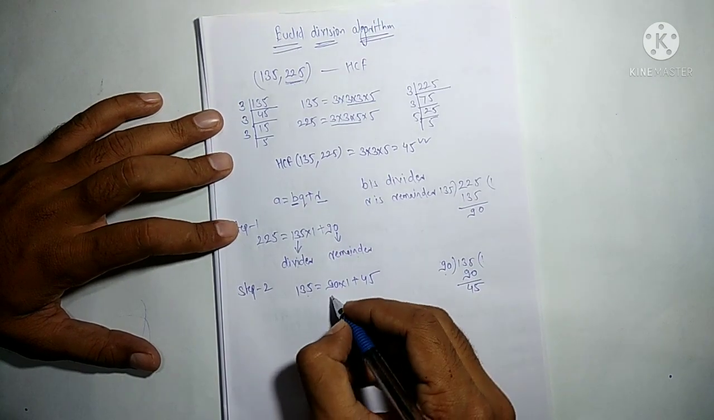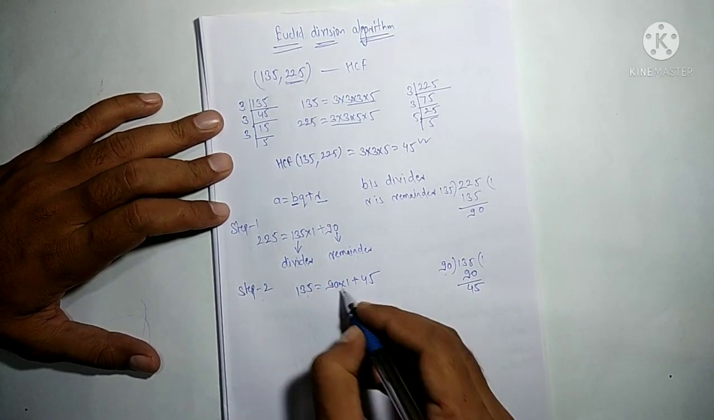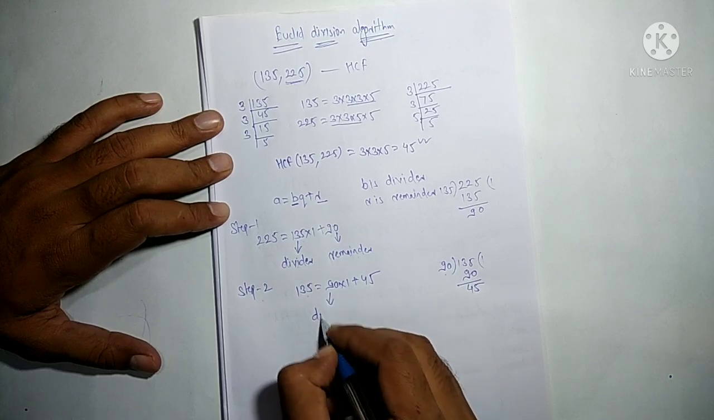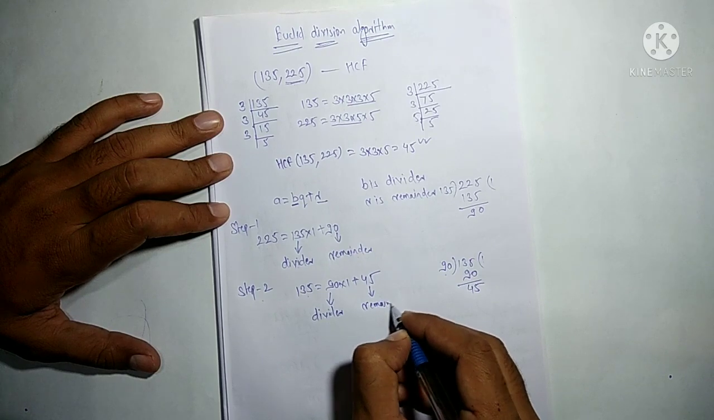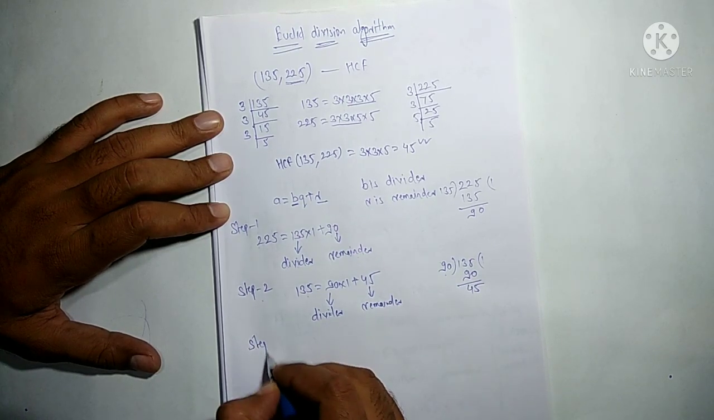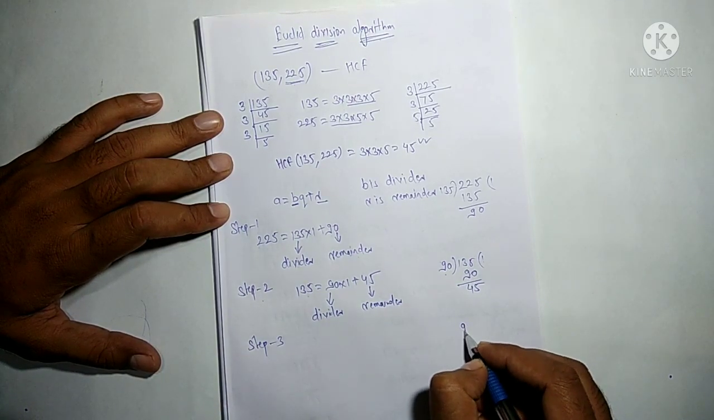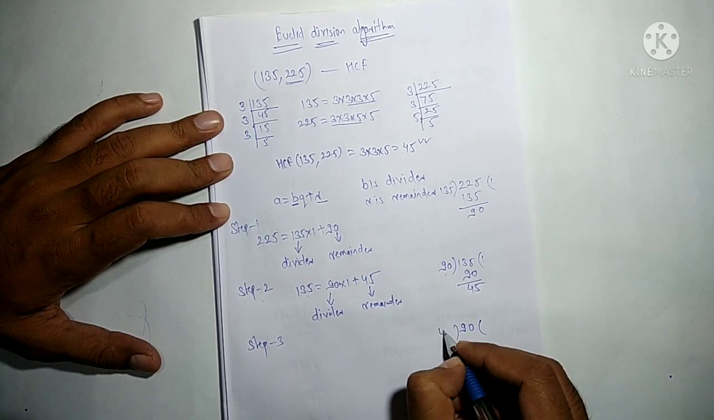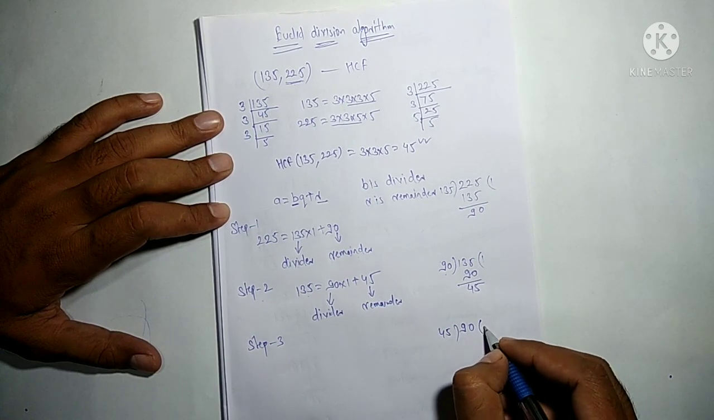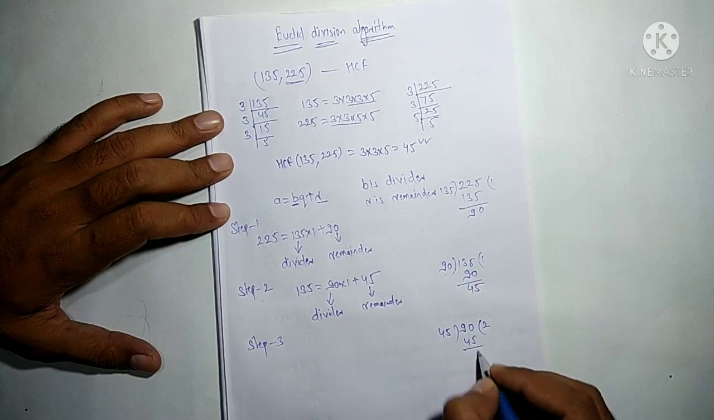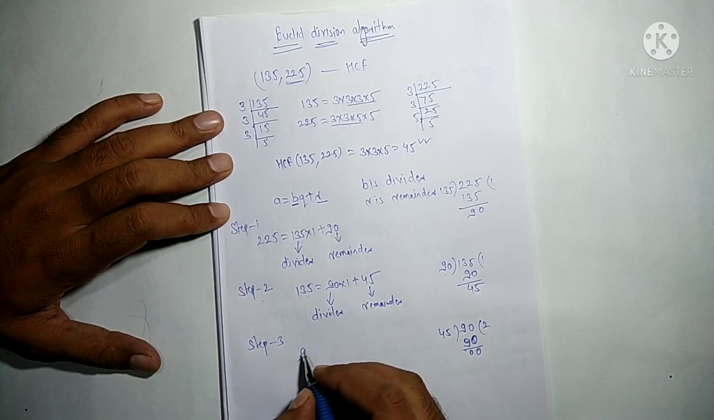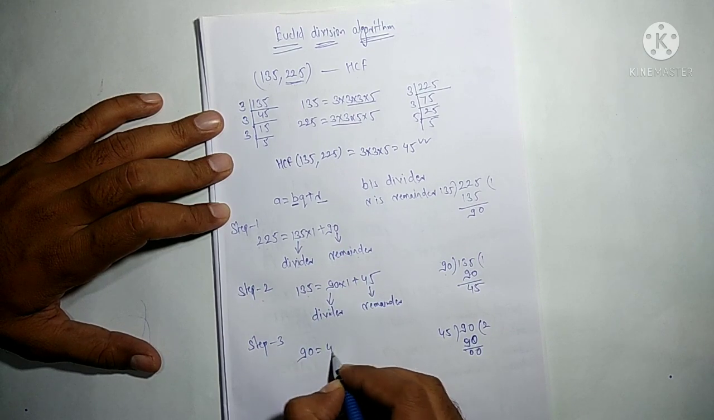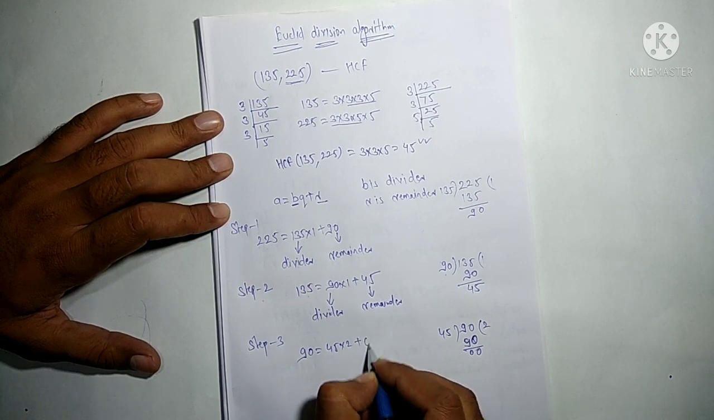Now for the third step, 90 becomes the divisor and 45 becomes the remainder. In step 3, I break 90 in terms of 45. How many times? 2 times, which gives 90, and the remainder is 0. Now by the division lemma method, 90 equals 45 into 2 plus 0.